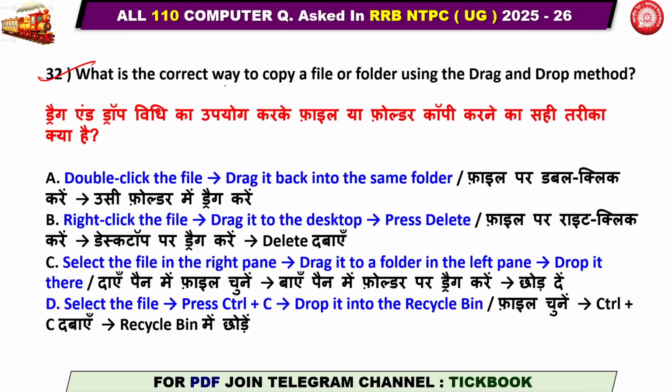32. What is the correct way to copy a file or folder using the drag and drop method? Option number C, select the file in the right pane, drag it to a folder in the left pane, and then drop it there.